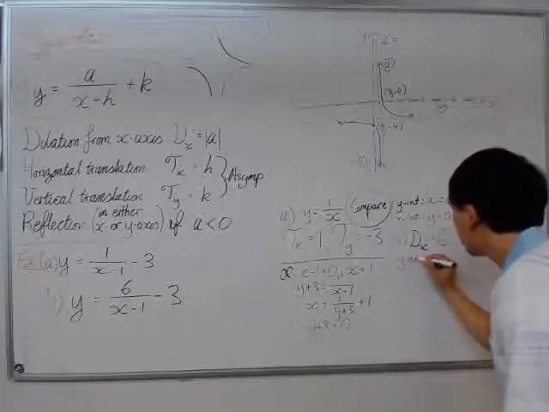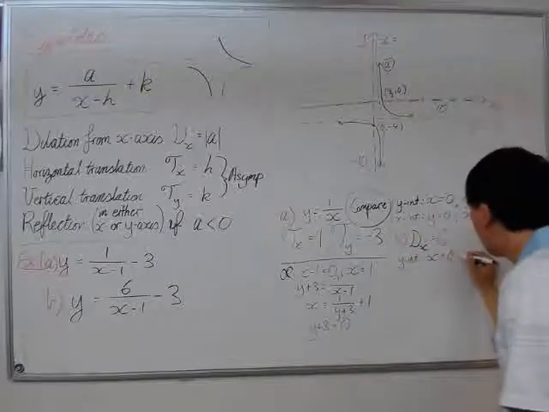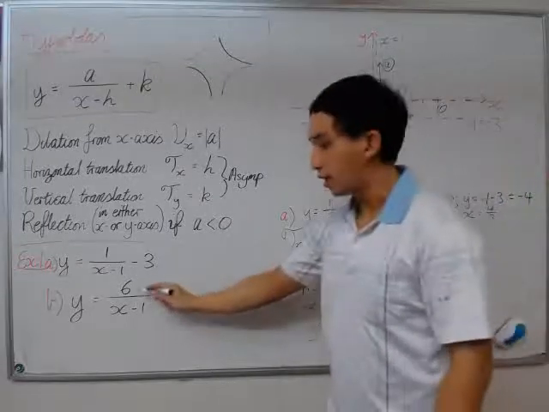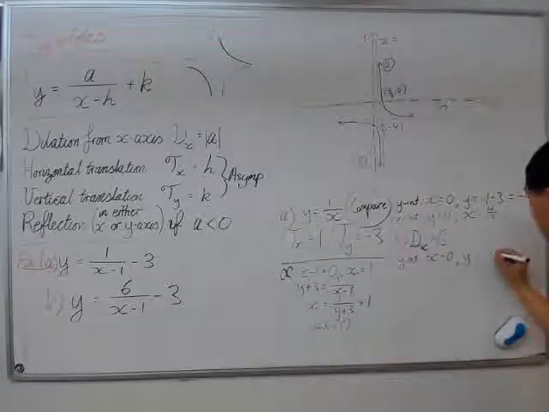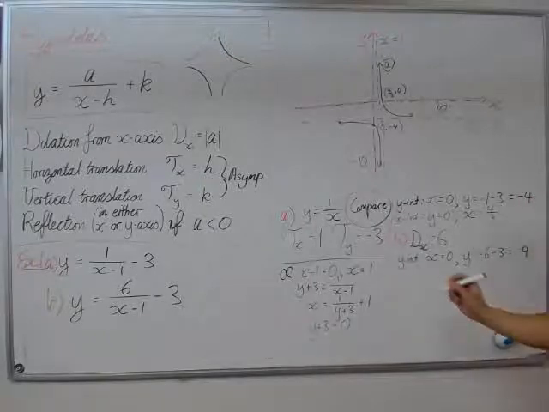For the y-intercept, x is equal to 0. Plugging 0 into here gives you negative 6 minus 3. Gives you negative 9.